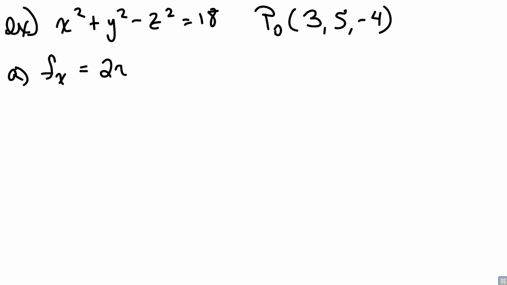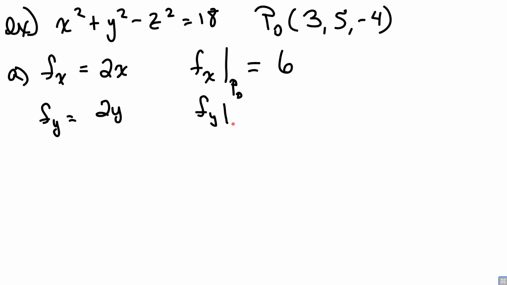Okay, so we're going to have 2x. Now, if I evaluate the partial with respect to x at point P sub 0, what value will I get? I get 6. Okay, so now let's do the partial with respect to y. What value? We get 2y. And if I evaluate it at P sub 0, I'm going to get what?